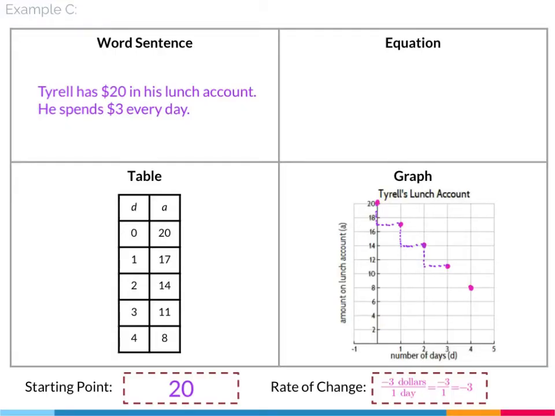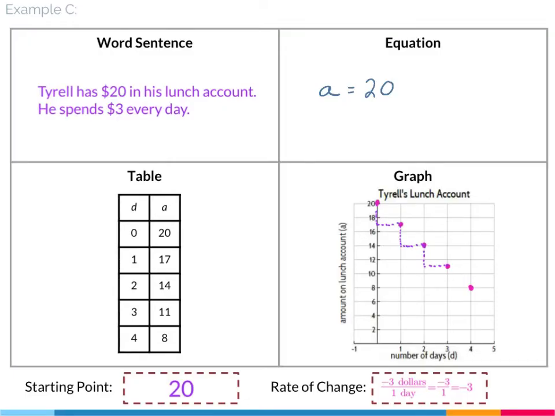So they gave us D and A as our variables, so we're going to be using those, and we need to figure out which is the thing that the equation is going to be equaling. Is it going to be equaling the number of days? Is it going to be equaling the amount of money in the account? In this case, it's going to be equaling the amount of money in our account, so that's going to be A equals. Then we need to start with our starting point, and that's going to be 20. We know that from our graph being at 0, 20, and our table being at 0, 20.